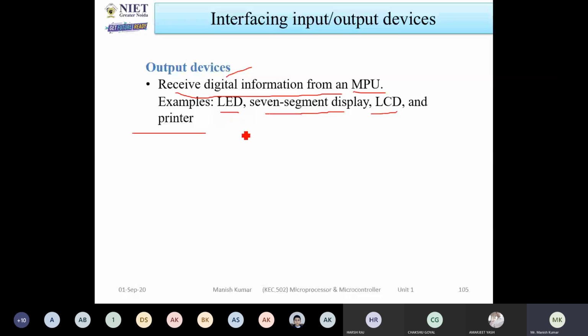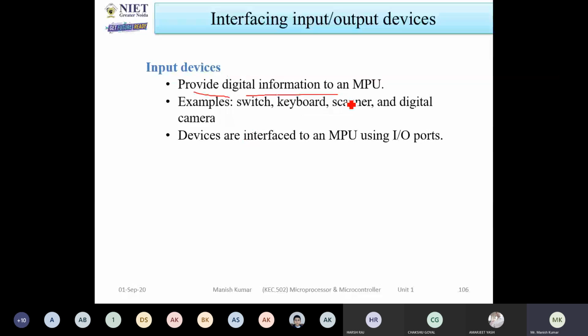Let us consider you have an output device. How can you connect with that? If you have input devices, how can you connect with the processor? So input devices provide digital information to an MPU. Examples are switch, keyboard, scanner, digital camera. Devices are interfaced to an MPU using input-output ports.